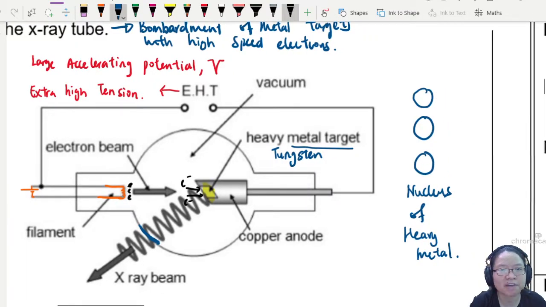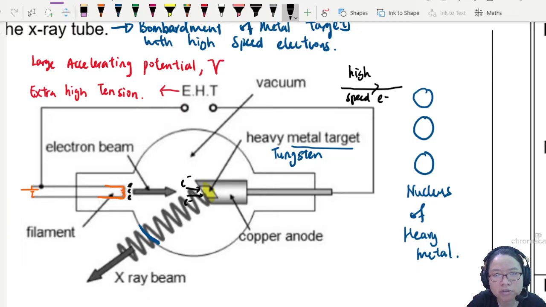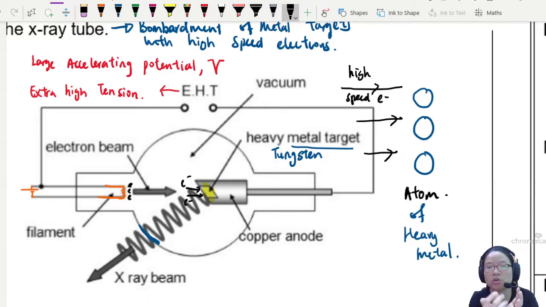And we have these electrons that are incoming. So imagine the electron is coming, and then they are like high-speed electron being bombarded towards the nucleus of the heavy metal, or basically the atom of the heavy metal. Okay, so this atom of the heavy metal has electrons all around it, and the electrons will slow down this high-speed electron because it has its own orbitals around here.